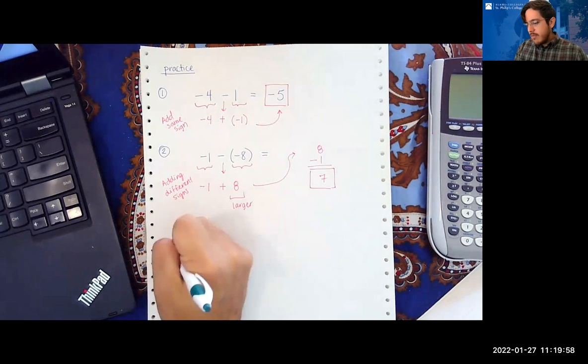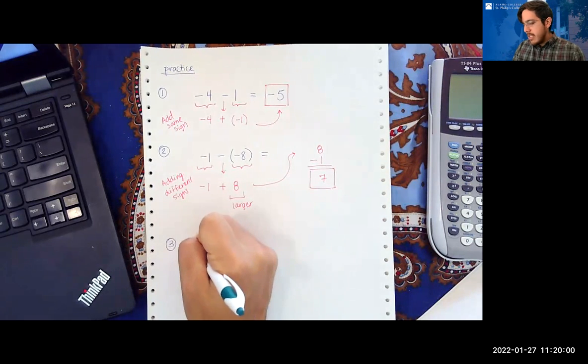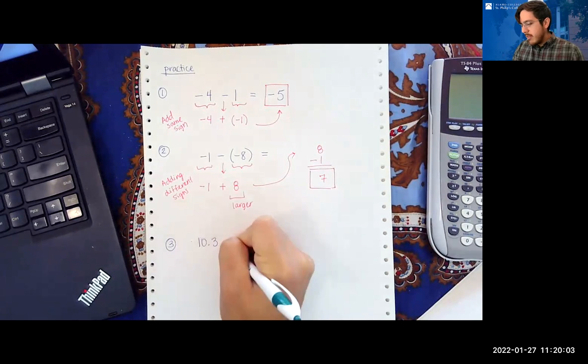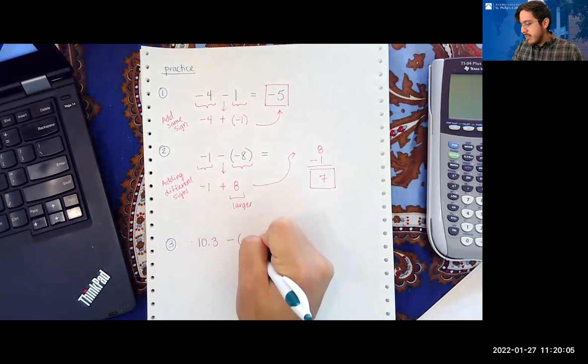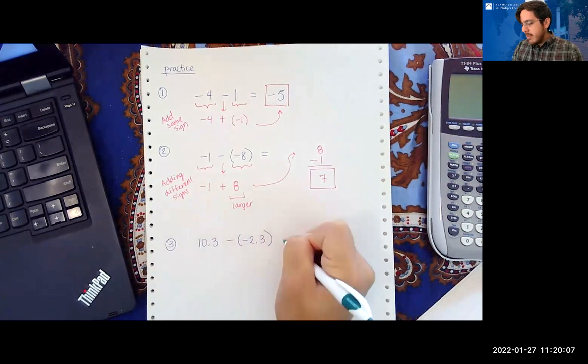Let's do 10.3 minus negative 2.3. What should this be?